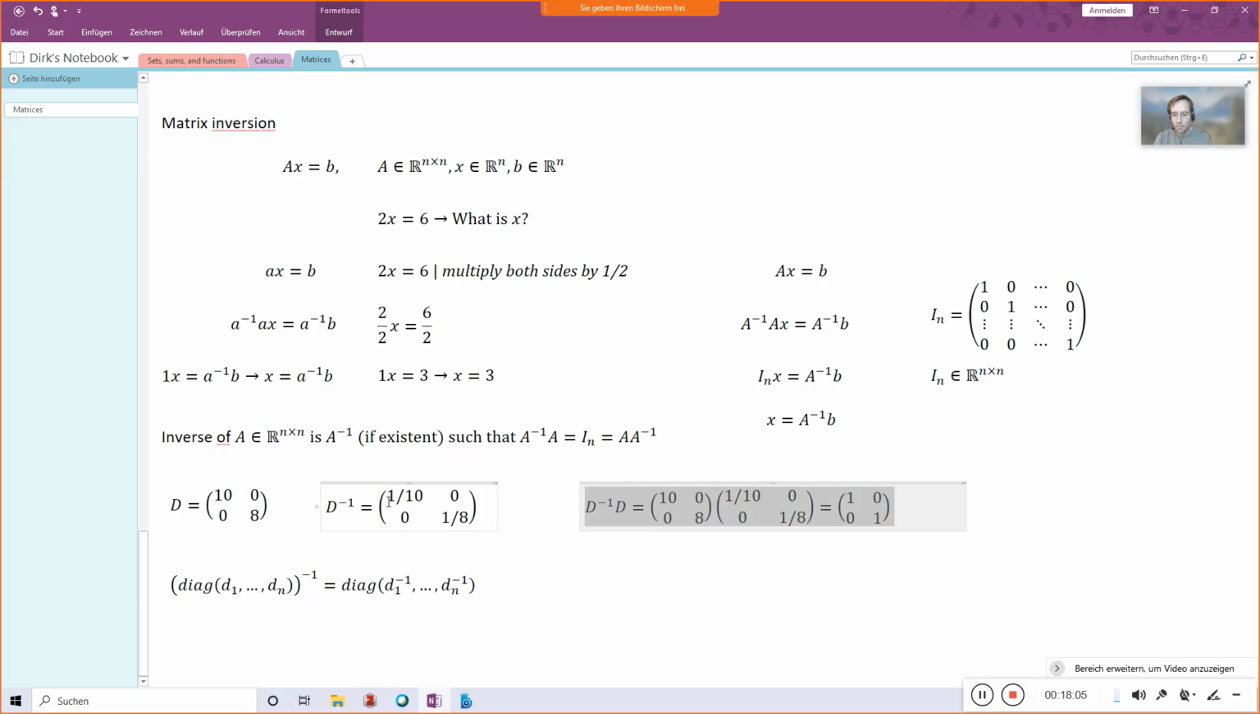And hence we have shown that, no, we haven't shown anything. We've just calculated an example that this actually holds.